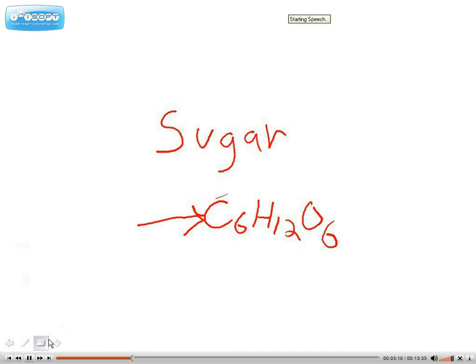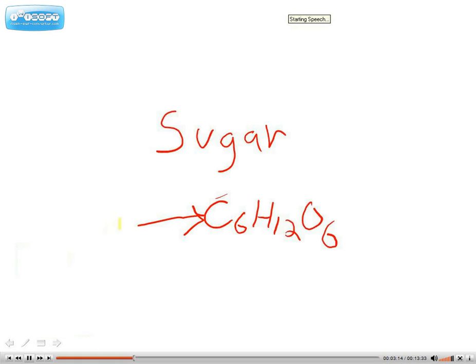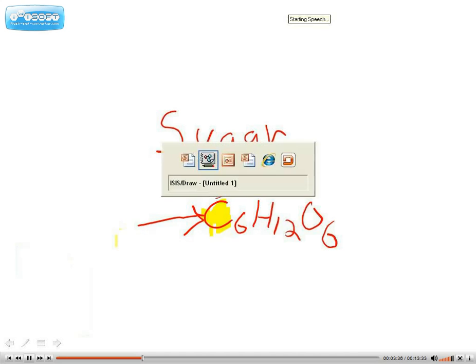That's my attempt to draw an arrow and it didn't work out too well. Let me see if I can use a highlighter. There we go. So, I'm going to go ahead and highlight the carbon, C for carbon. So sugar is an organic molecule because it contains carbon. Sugar is also a biomolecule found in biochemistry because it's associated with life. I think I've beat that to death. Let's move on.